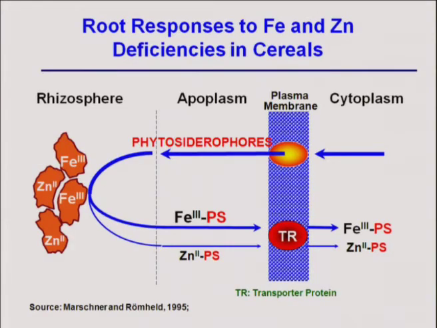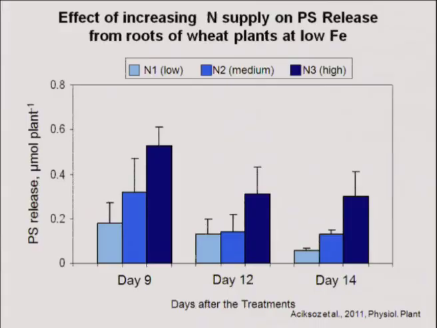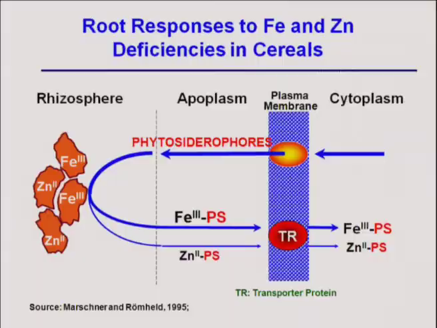And I think you know very well phytosiderophores. Most of the cereals release phytosiderophores under zinc deficiency and iron deficiency in order to mobilize and absorb zinc and iron. And we asked whether this phytosiderophore release process is affected by the nitrogen nutritional status of the plants. So we made some experiments, we grew the plants under different nitrogen nutrition regimes, and we analyzed the phytosiderophore release. And this is also a very recent publication. You see here, by increasing nitrogen nutritional status, the plants release more and more phytosiderophores.